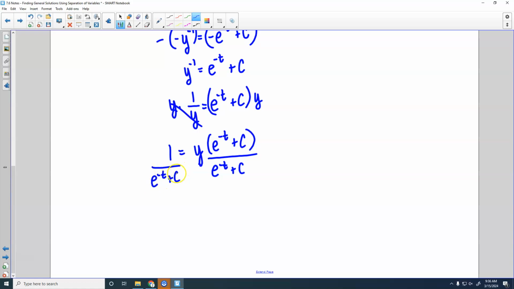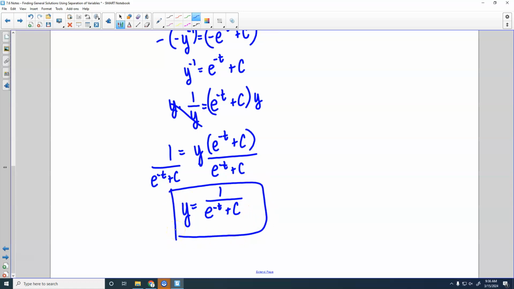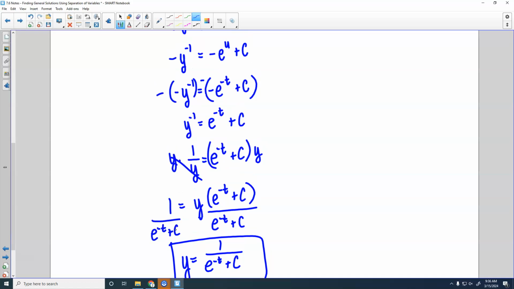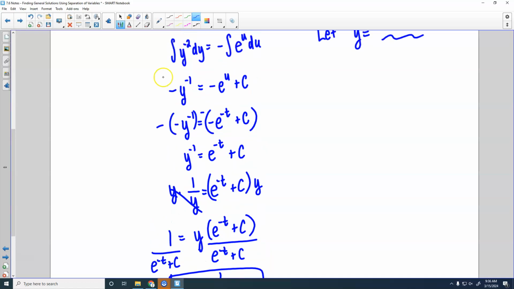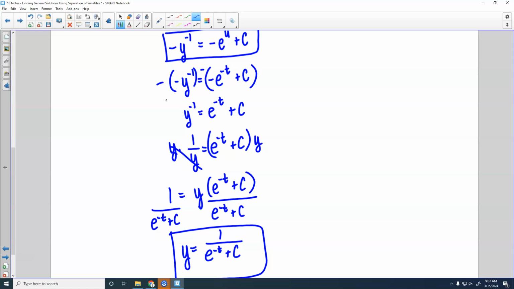Now, the plus c does end up in your denominator here, so y would equal 1 over e to the negative t plus c. If they ask you to solve for y, that's your answer. If they don't ask you to solve for y, you could have left it right here. It just depends on what your direction is asking for. Let me show you one more option right here. When we had it right here, y to the negative 1 equals e to the negative t plus c.